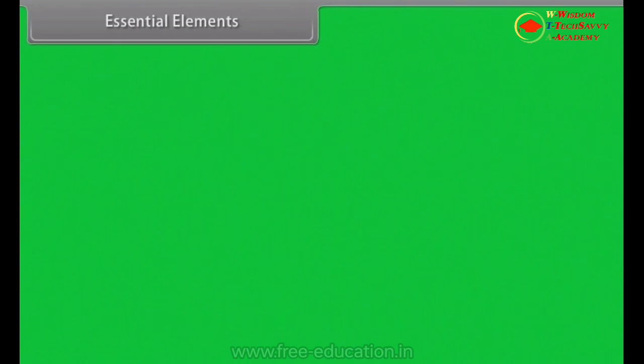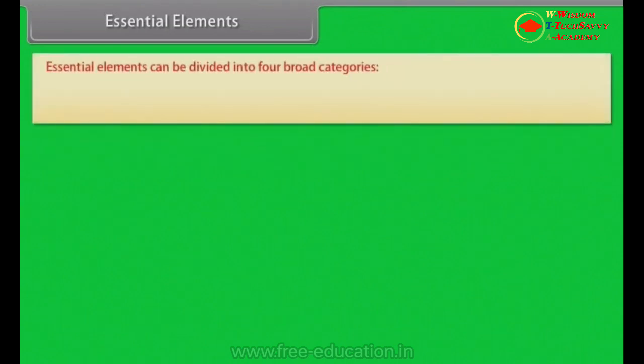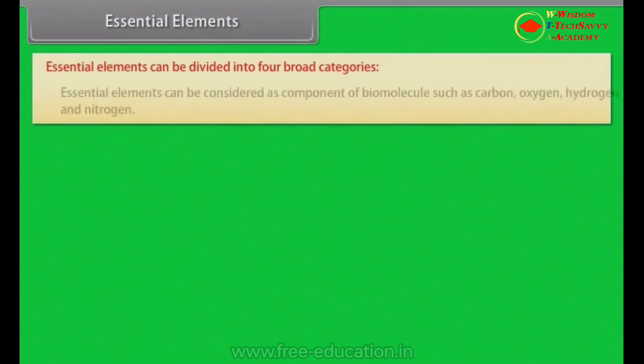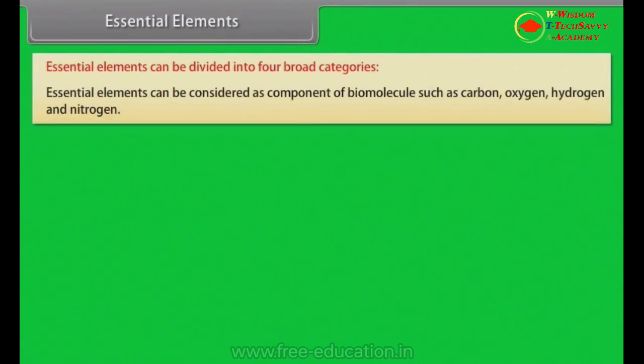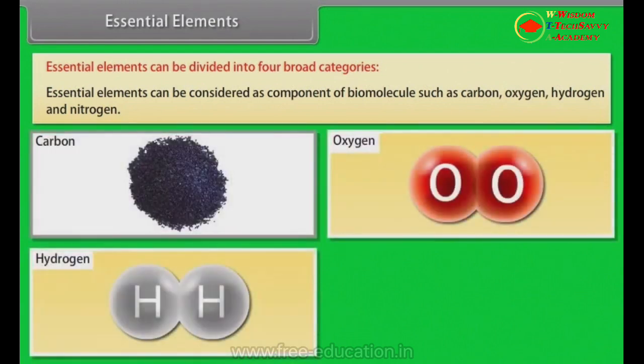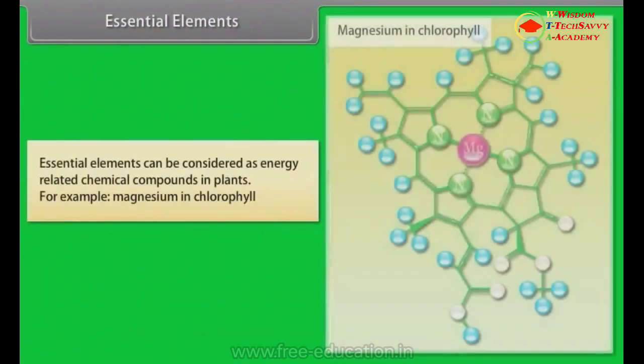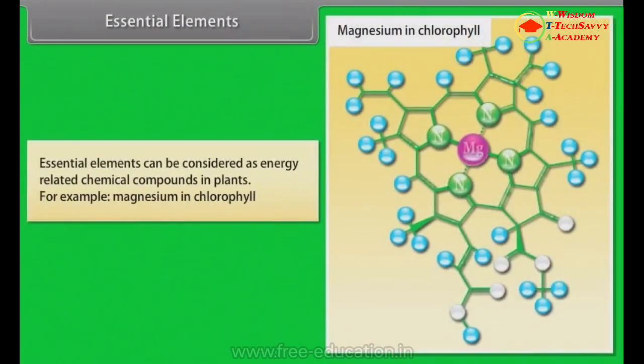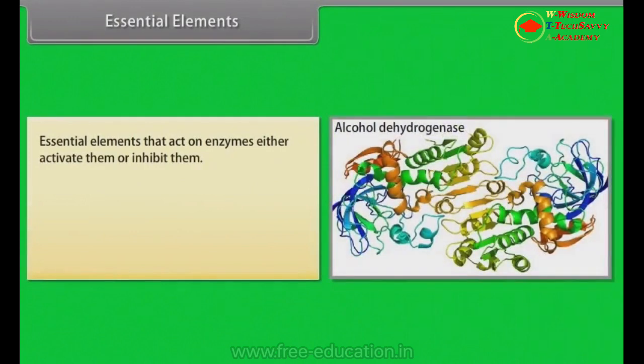Essential elements can be divided into four broad categories. Essential elements can be considered as components of biomolecules, such as carbon, oxygen, hydrogen, and nitrogen. Essential elements can be considered as energy-related chemical compounds in plants, for example, magnesium in chlorophyll. Essential elements can act on enzymes, either activating or inhibiting them. For example, Zn2+ is an activator of alcohol dehydrogenase.